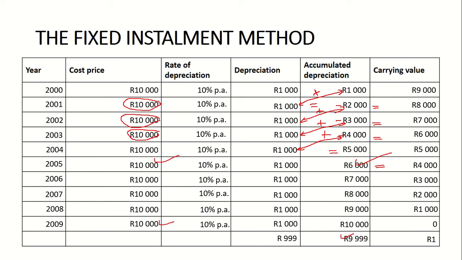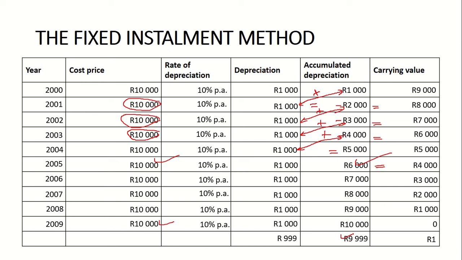I repeat, your carrying value may not be 0. It may only be equal to 1. For you to have a carrying value that is equal to 1, you need to make sure that your depreciation does not exceed 1,000 rand, because that 1,000 rand will give you a carrying value of 0. So hence you needed to limit your accumulated depreciation to 1.